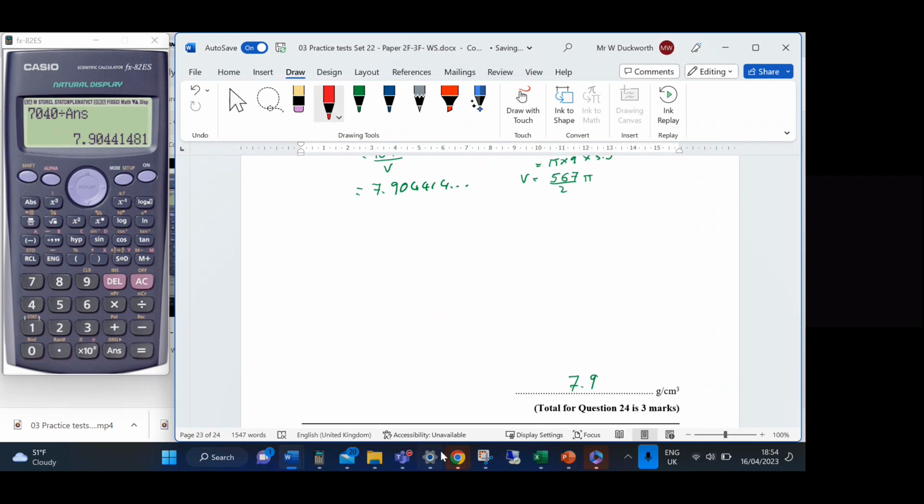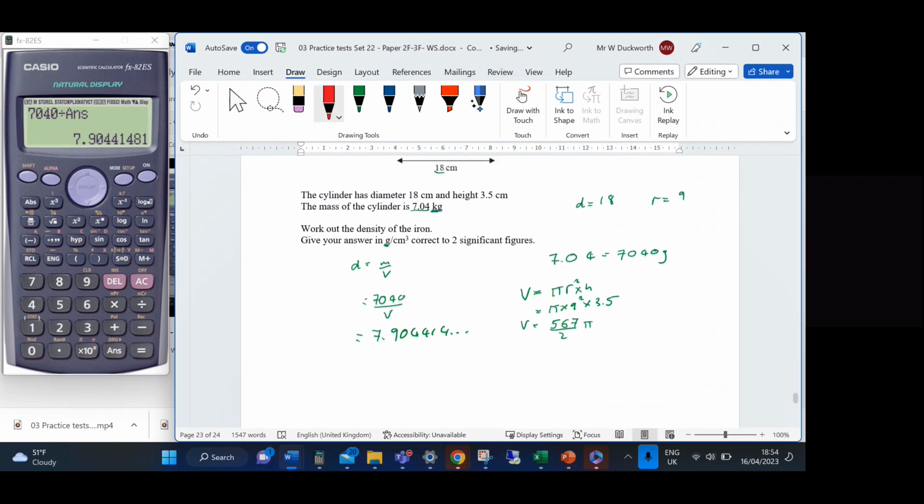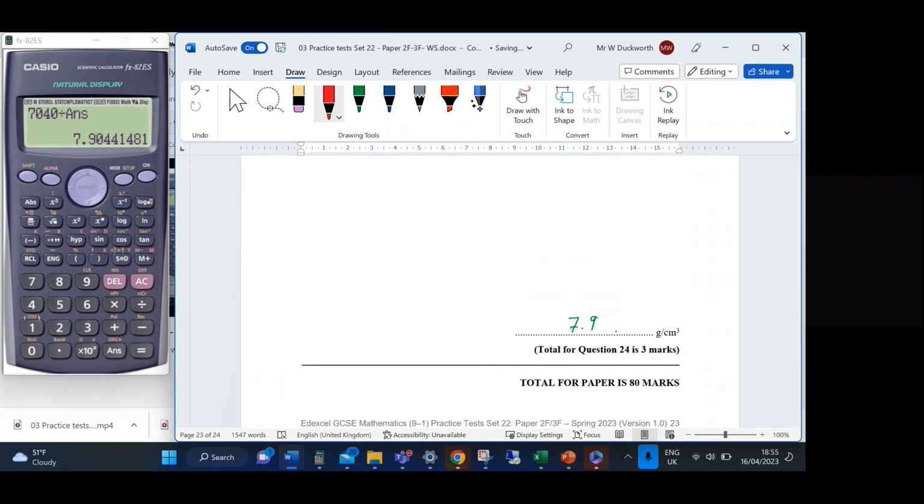All right, let's go to the mark scheme then for that. So we've got 3 marks available for this question. And it says M1, correct method to calculate the volume. So we've got M1 here. M1 for correct method to calculate the density. If volume is incorrect, then their values can be clearly labeled. Okay, so we've got an M1 there, and then an A1 for 7.9 there. Okay, and that's the paper done.